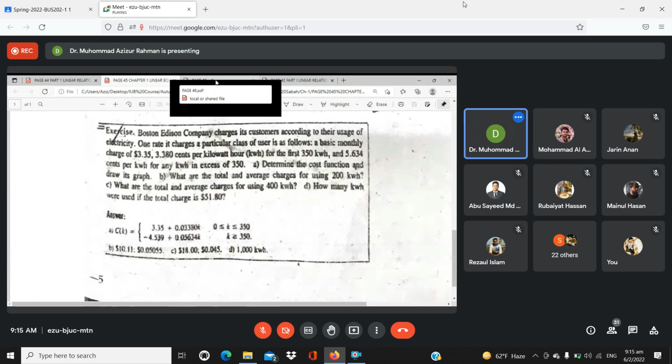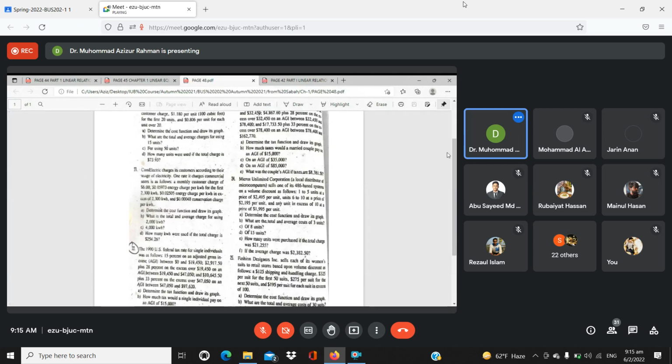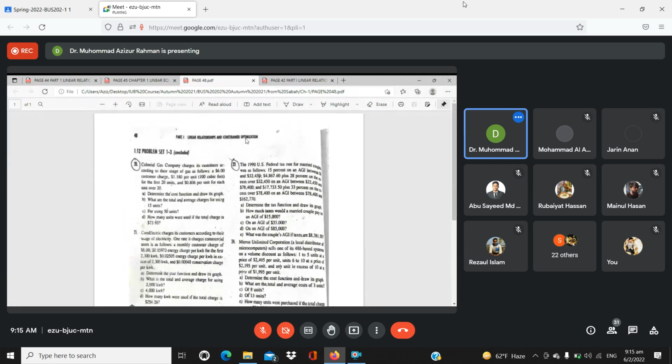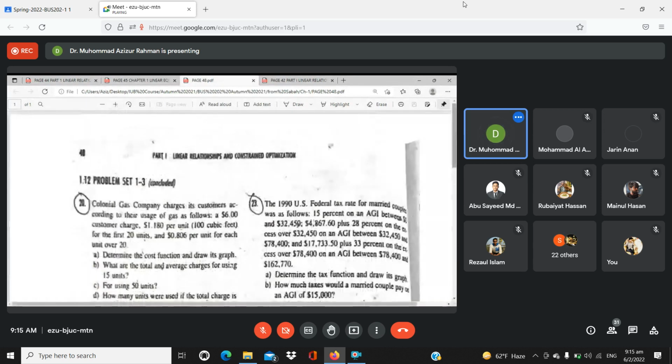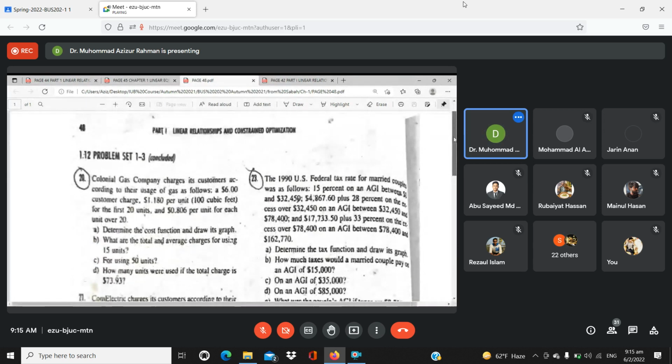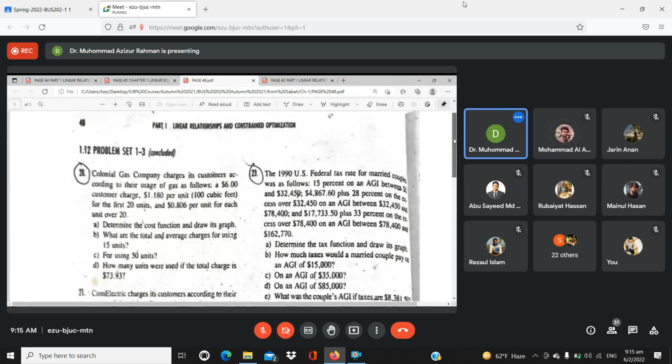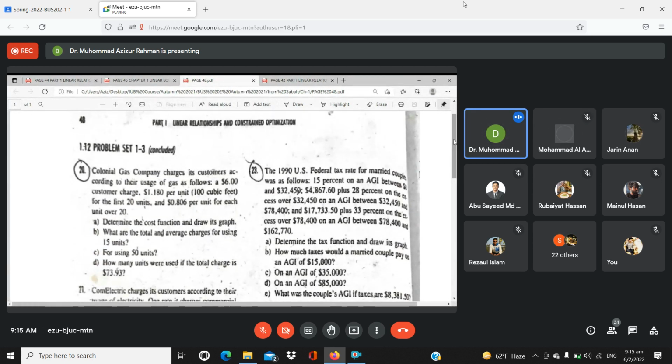Next problem is page 48. This is the one. Can you see the slide? Yes, sir. Yeah, I think this is the one.